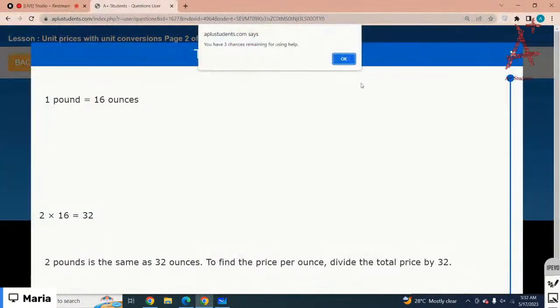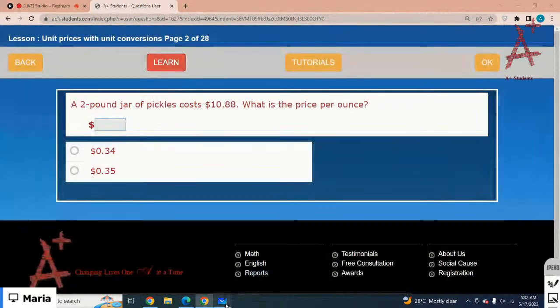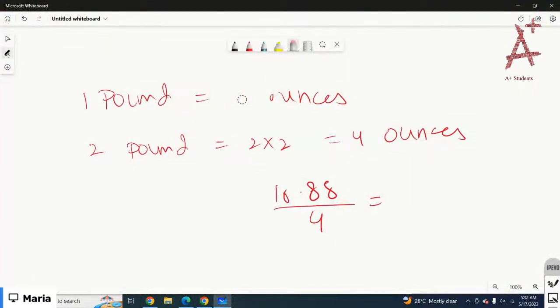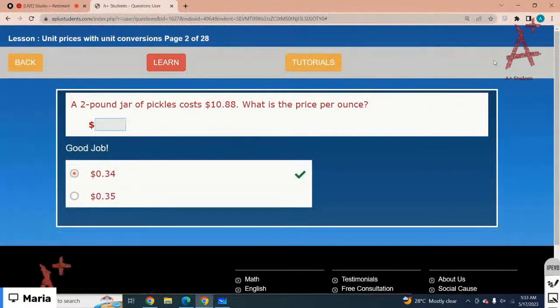Sorry, 1 pound equals 16 ounces, not 2. So 16 times 2 is 32. So you have to divide 10.88 by 32. That means it would be $0.34. So the price per ounce is $0.34, not per pound. Got it?